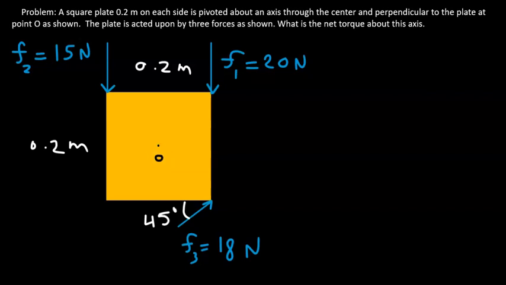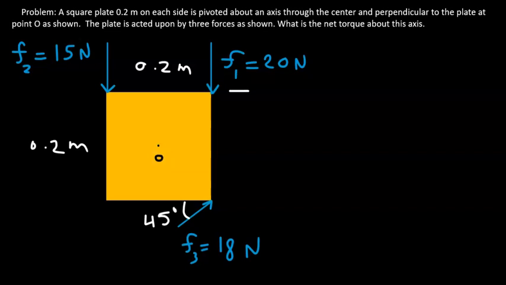A square plate 0.2 meters on each side, as shown in the diagram, is pivoted about an axis through the center and perpendicular to the plate at point O, as shown. So the axis of rotation is right there. So that is the axis of rotation that's coming out of the board. Three forces are acting on this plate, F2, F1, and F3. What is the net torque about this axis? Let's calculate each contribution separately.